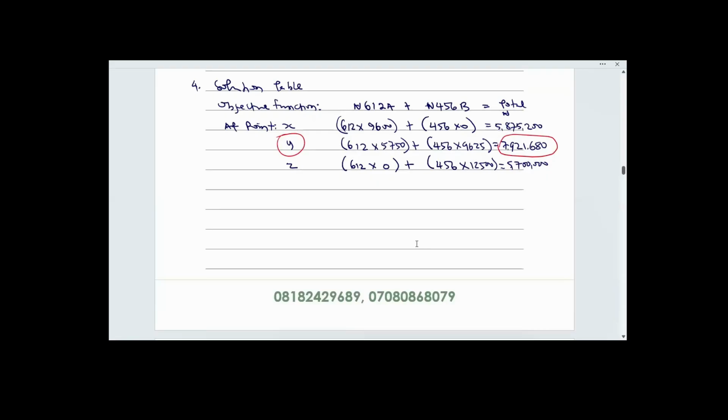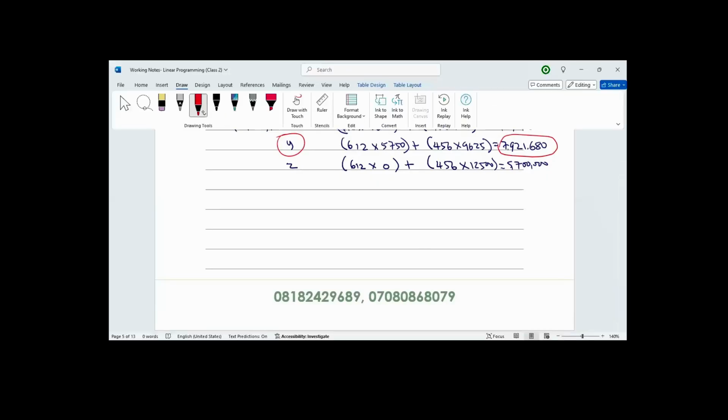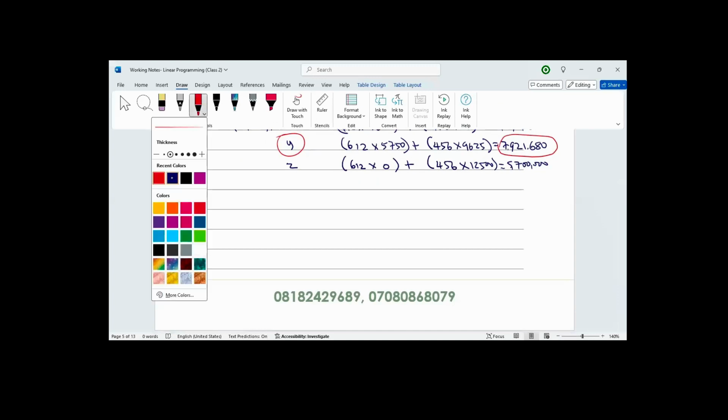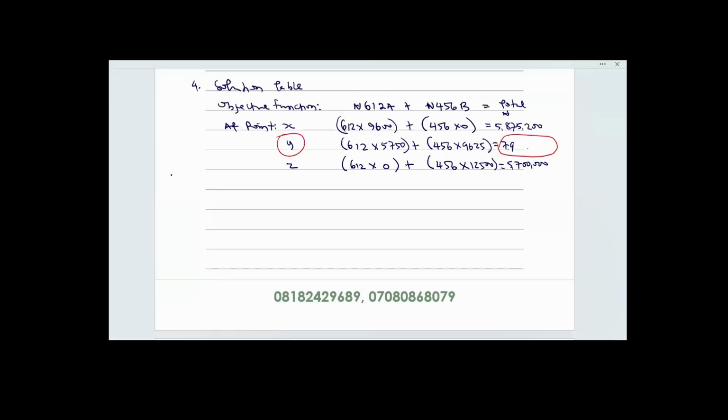So point Y, the total is 7,908,000. Another person can confirm. 7,908,000.